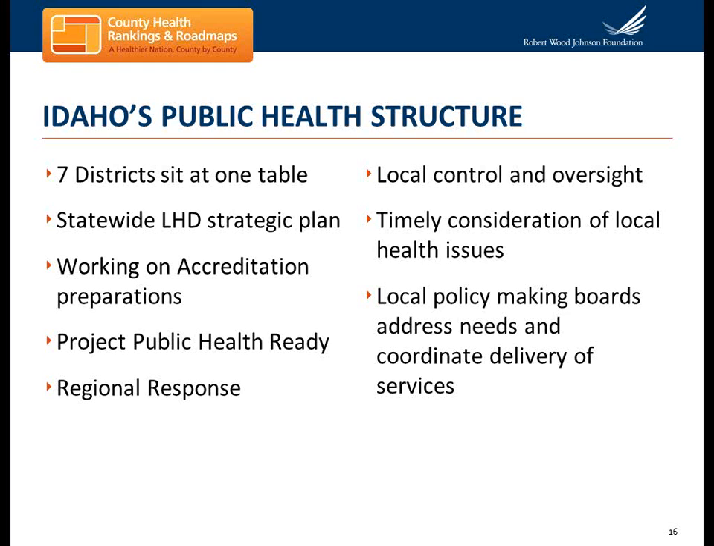So here's another, just some bullets on what we do in Idaho. Like I said, there's 7 of us. We sit at one table. We write a strategic plan statewide, a local health department strategic plan together. We're working on accreditation preparations together. We were the first state to do Public Health Ready as a state system, all 7 of us together. We, of course, are doing regional response like many of you are as well in our 7 regions. We are managed by local boards of health that are policy-making boards, and they set the agenda and our budgets for how we move forward.